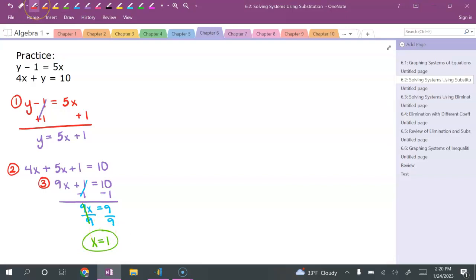Then, if I'm still following my steps from up above, step 4 is to take that 1 and plug it back into one of these up here. Doesn't matter which one. I'm just going to go ahead and use that top equation because I think it looks a little bit simpler. So I'm going to take y minus 1 and set that equal to 5 times 1, because I said x was equal to 1. So this is y minus 1 equals 5.